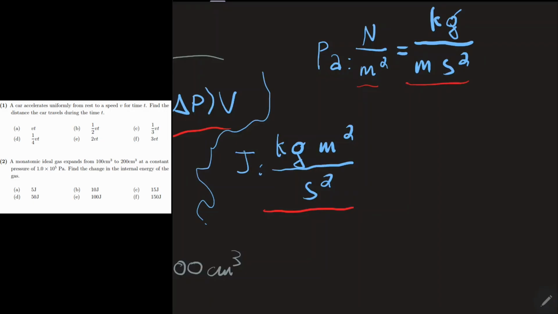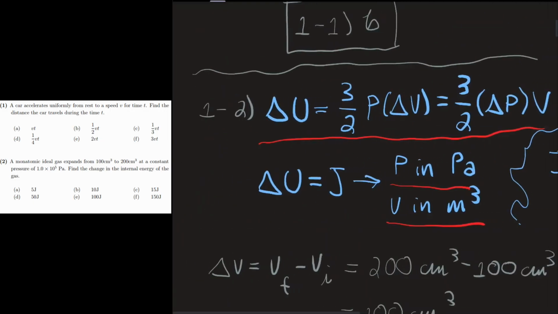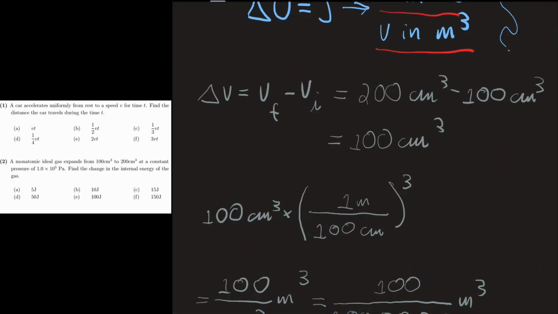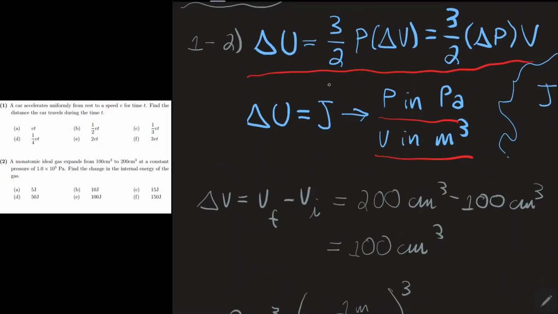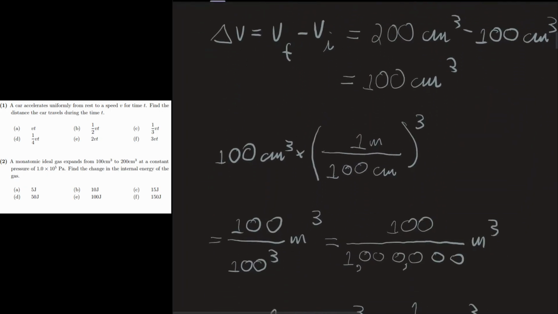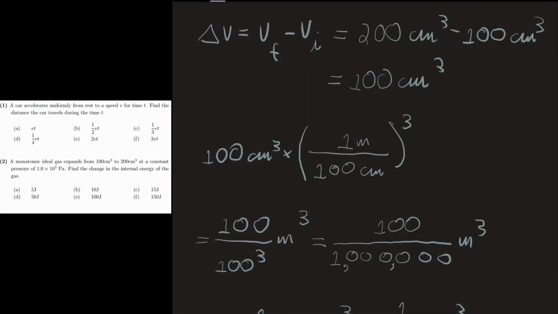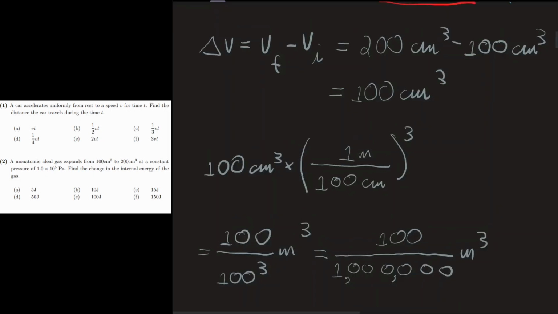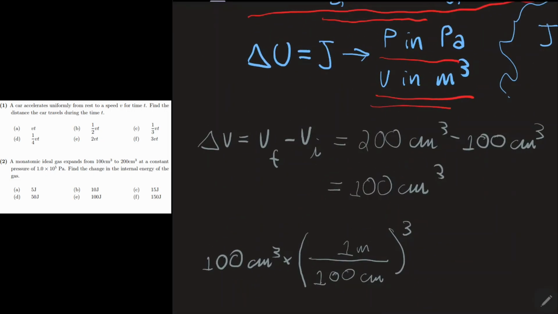And with that, we can now solve the question. It says that the pressure is constant, but the volume changes, so we will use this equation right here. And now you'll notice that this question is actually pretty straightforward. You're simply plugging in values. The only problem is that they give you volume in centimeters cubed, but we want to find it in meters cubed in order to fit with the SI units for joules.